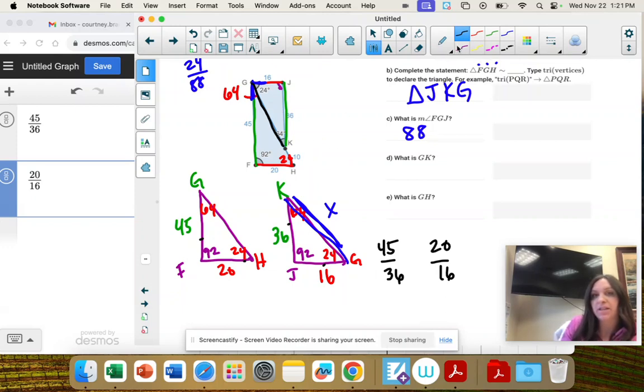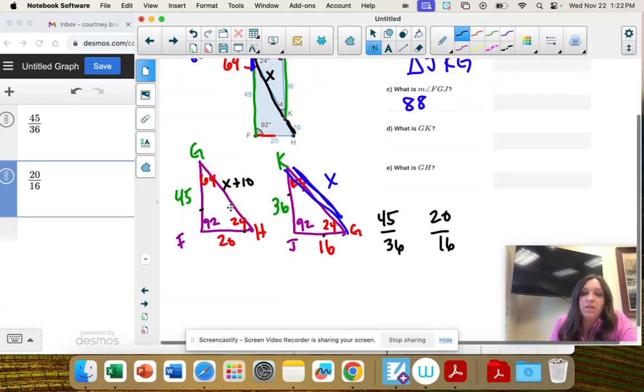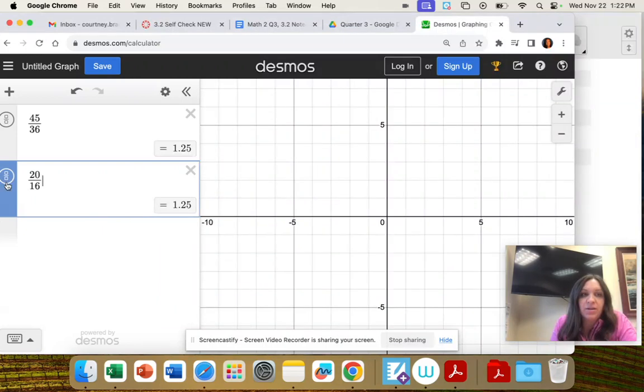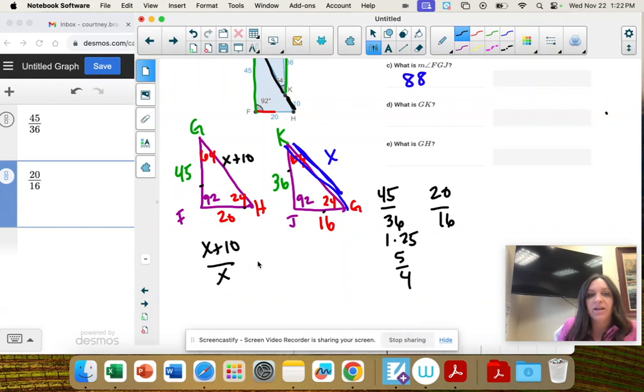Well, look at this extra number that's given to us right here. This is 10, right? So if this is X plus 10, we're actually going to have to use both of those to solve. So I'm going to do the same thing we did here to get our side ratio of 1.25, which I might leave as a fraction as 5/4. And set up the ratio for our sides we're solving for. So I have X plus 10 over X equals, well, let's just leave it 1.25.